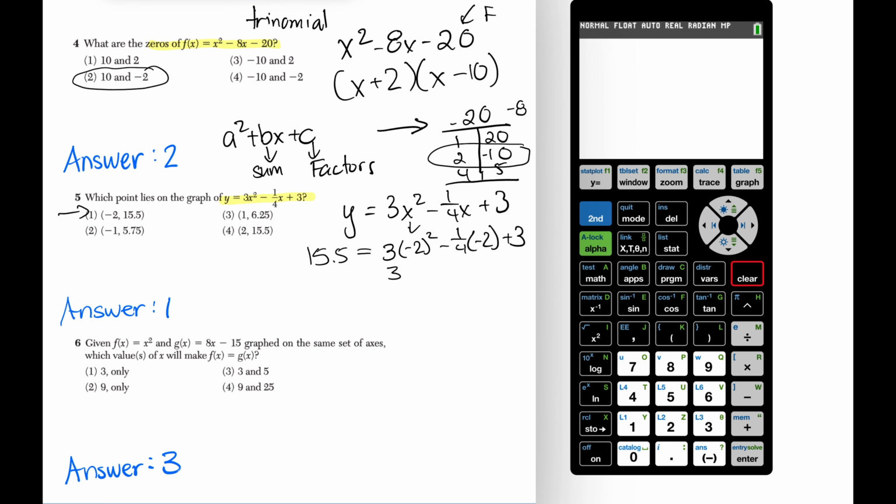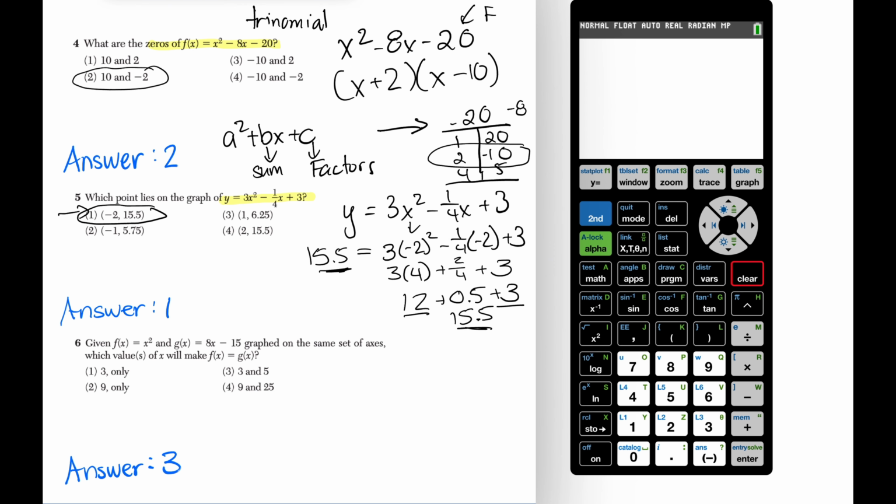Negative 2 squared is just positive 4. Negative 2 times negative 1/4 would be, well, negative times negative is going to be a positive 2/4, plus 3. We're going to simplify all of this out, and I'm going to get 12 plus 2/4, which is the same thing as a half. In this case, because this is a decimal, I'm going to change it to a decimal. So 0.5 plus 3. And so I have 15.5. So this one worked perfectly for A.